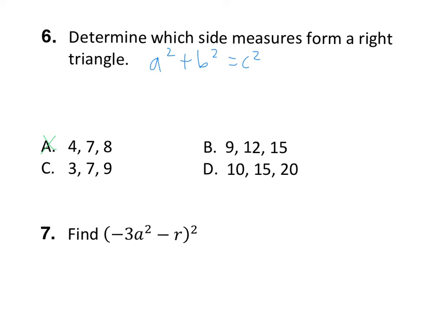B, 9 squared is 81, plus 12 squared, which is 144, is 225, and 15 squared is 225. So we actually know B will work out, so that will be an answer that works. But let's just check the other ones just to be sure. 3 squared is 9. 9 plus 7 squared, 7 squared is 49, equals 52, which is not what 9 squared is, 81. And then letter D, 10 squared is 100, plus 15 squared is 225, equals 325, which is not 20 squared, which is 400. So again, B works out, and we use the Pythagorean theorem to find this answer.